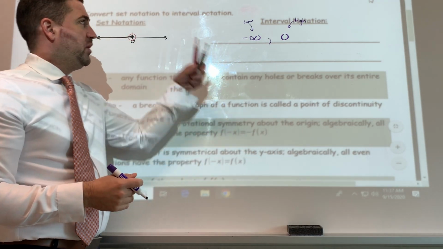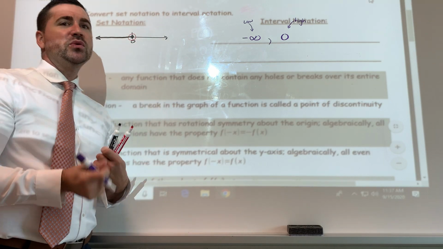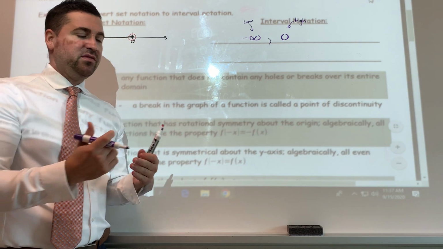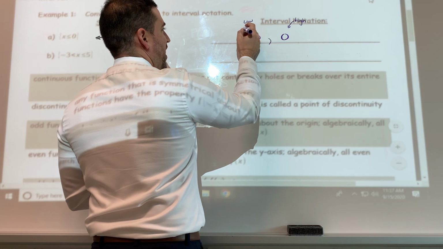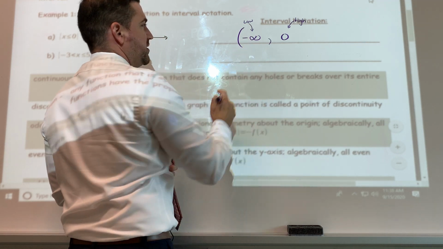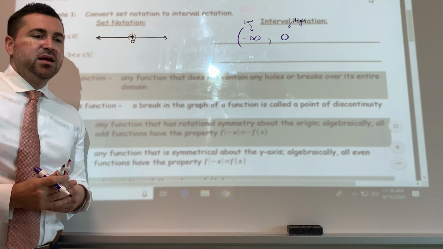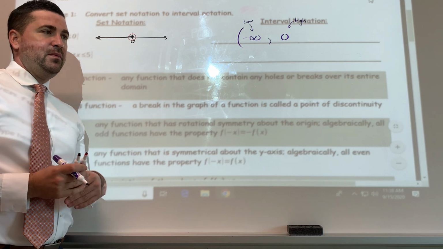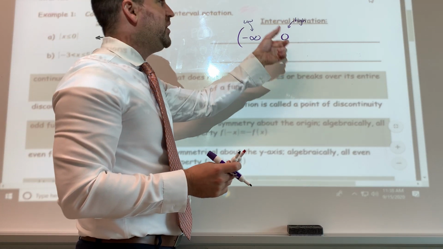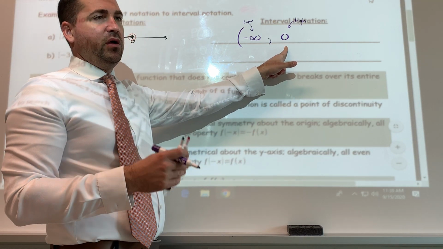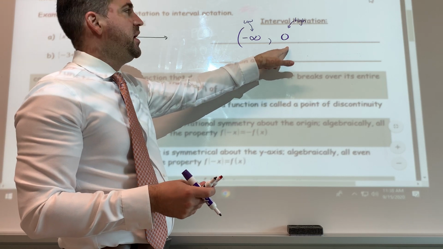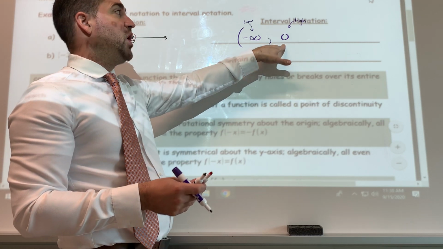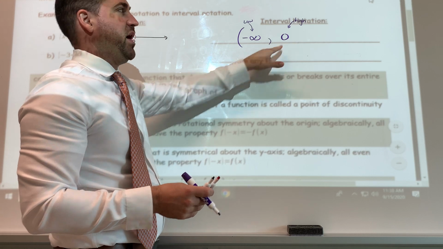Okay, in the note above, it says anytime you're using negative infinity or positive infinity, we're going to use round brackets. So we're going to put a round bracket around the negative infinity. And if we are including 0 in our notation, then we're going to put square brackets. If it's not including 0, then it's round brackets.